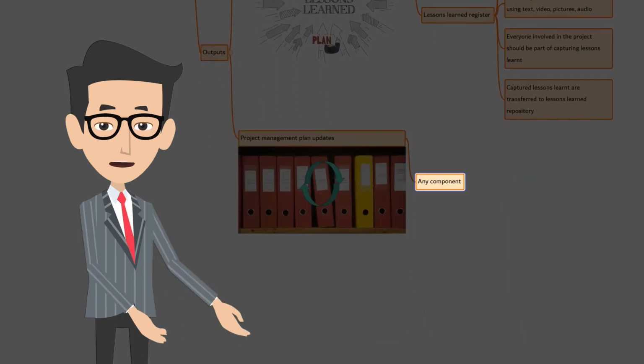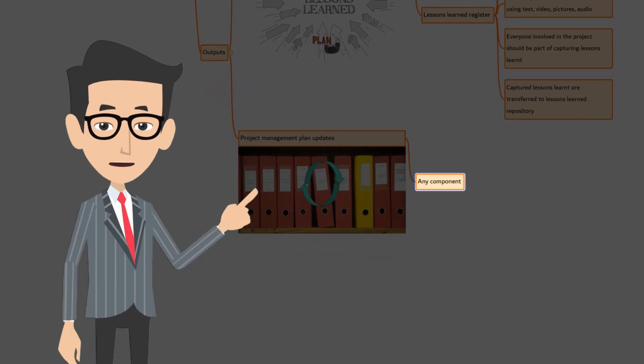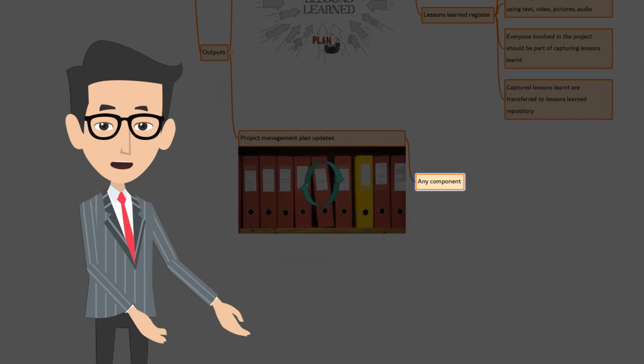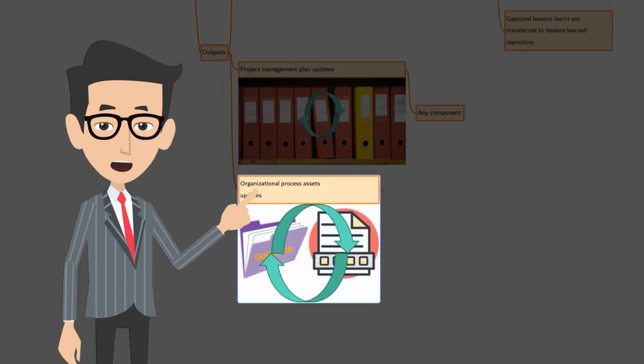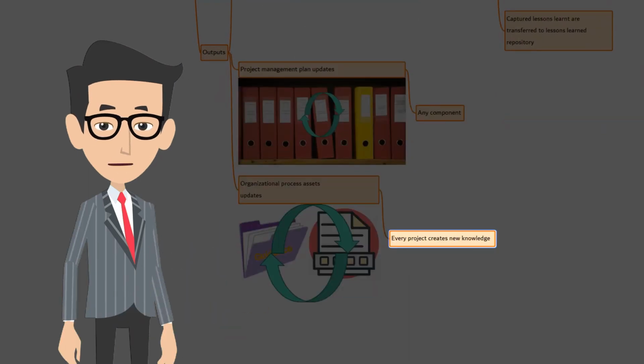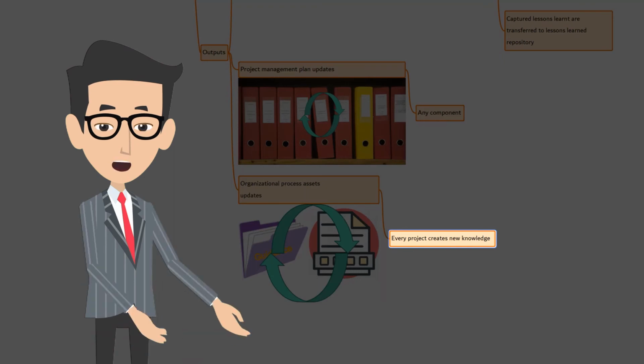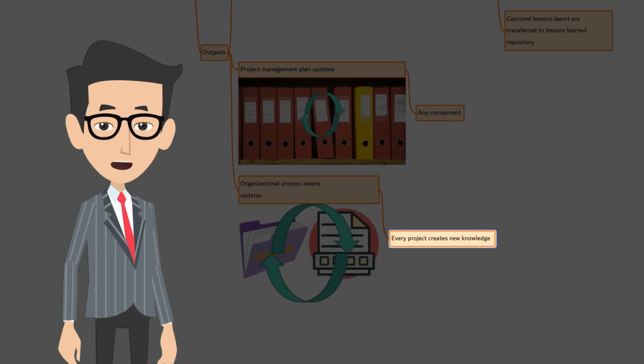Here, any component of the project management plan may be updated as a result of this process. The last one is organizational process assets updates. Every project creates new knowledge. That knowledge should be documented as organizational process assets. That wraps up Manage Project Knowledge. Let's jump into the next process.